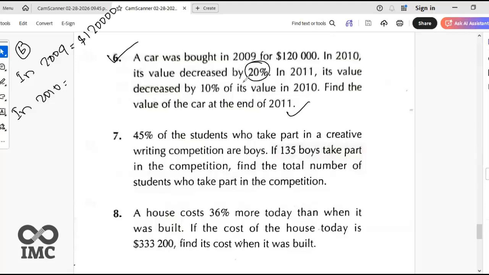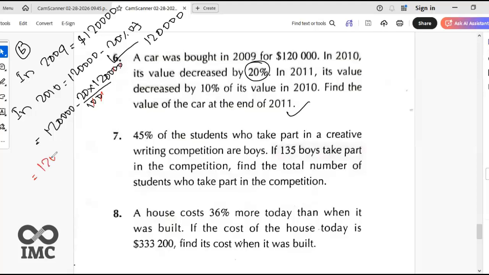So decreased by how many percent? 20%. So you can write 1,20,000 minus 20% of 1,20,000. Now 20% means actually 20 by 100 multiplied by 1,20,000. Okay. Now after cancelling 0 0, we will get 1,20,000 minus 24,000. So we'll get 96,000.